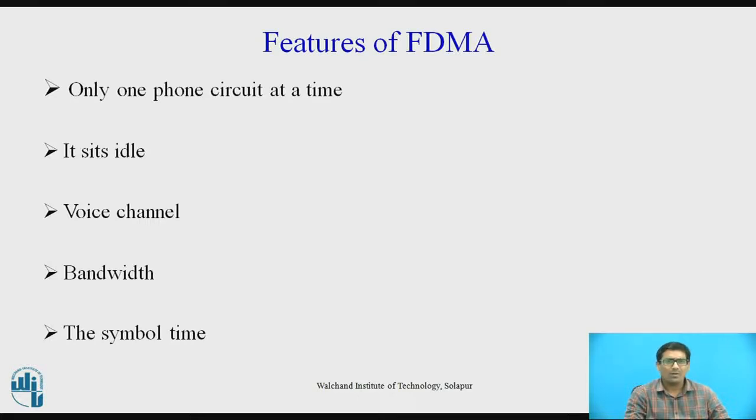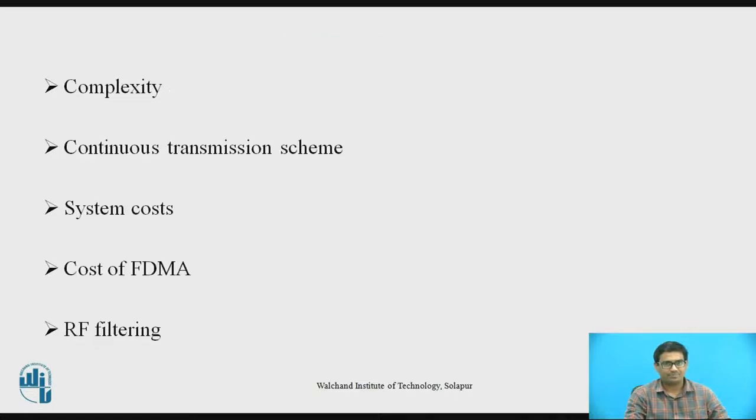The symbol time of a narrowband signal is large as compared to the average delay spread. This implies that the amount of inter-symbol interference, that is ISI, is low, and thus little or no equalization is required in an FDMA narrowband system. The complexity of an FDMA mobile system is lower when compared to a TDMA system, though this is changing as digital signal processing methods improve for TDMA.